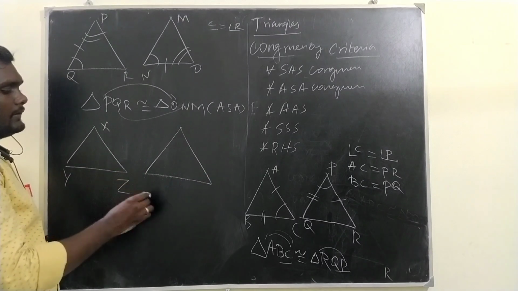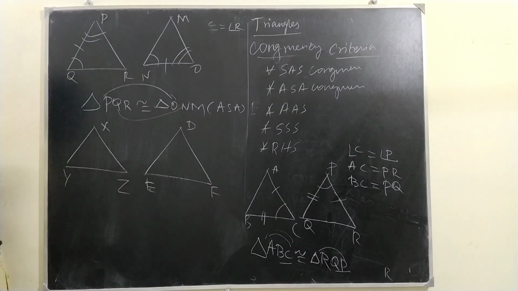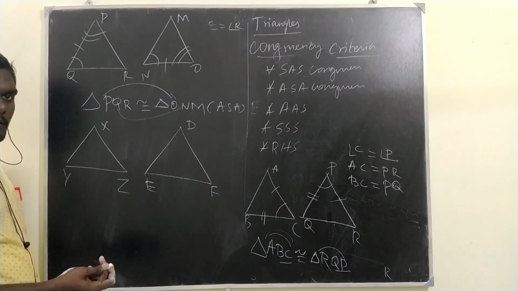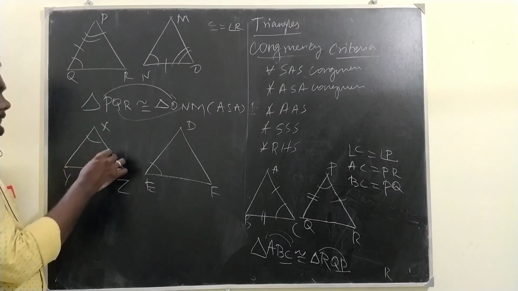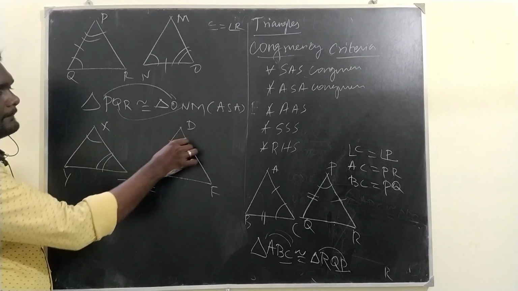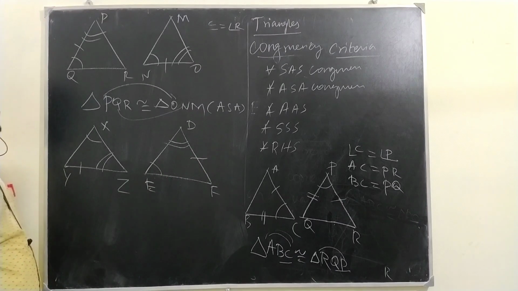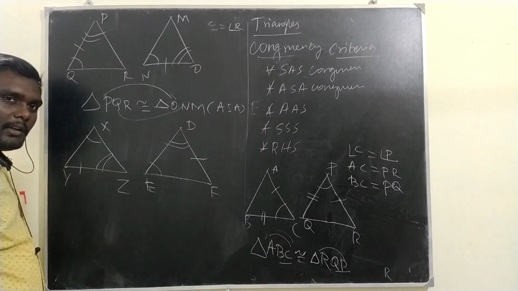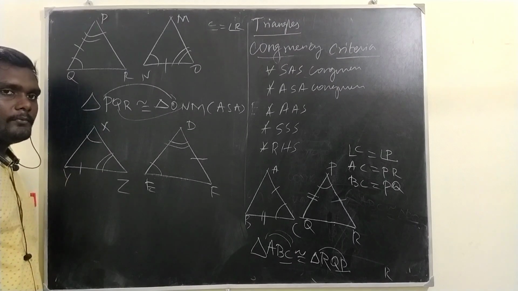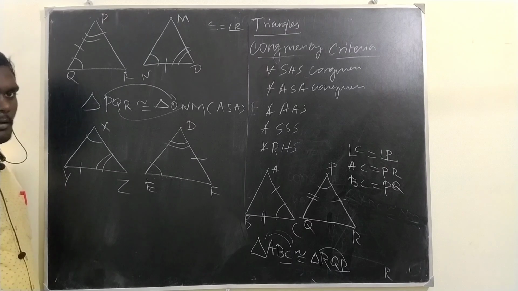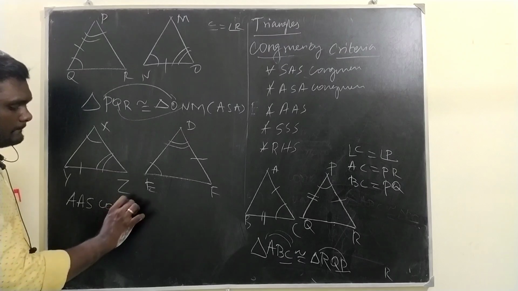Take triangles XYZ and DEF. Okay. So in this, angle X equals angle E, angle Z equals angle D, and then YZ equals DF. Then we can say two angles and one side are equal, whether that side is common for these two angles or not. It is not common. So we have to say it is AAS congruency.